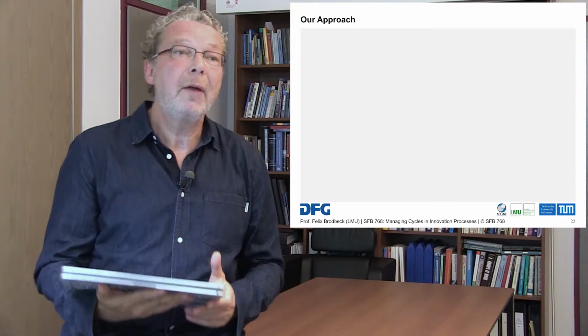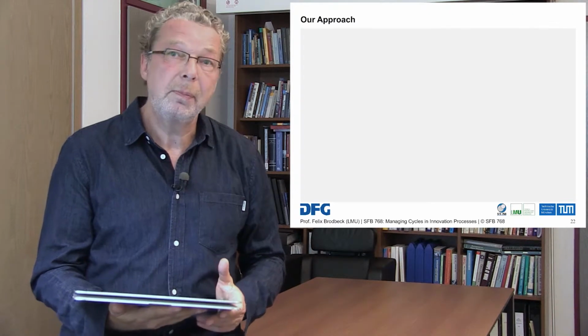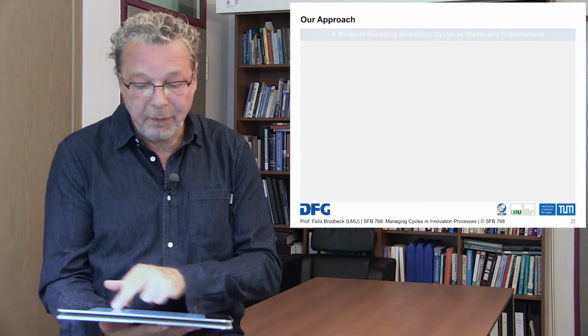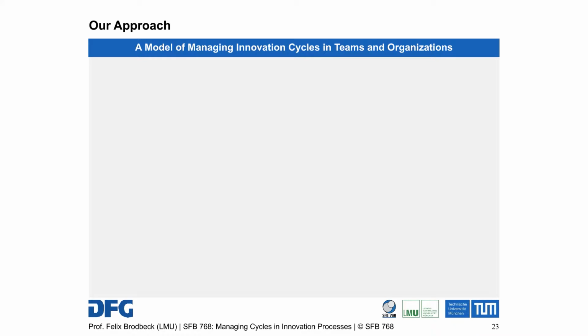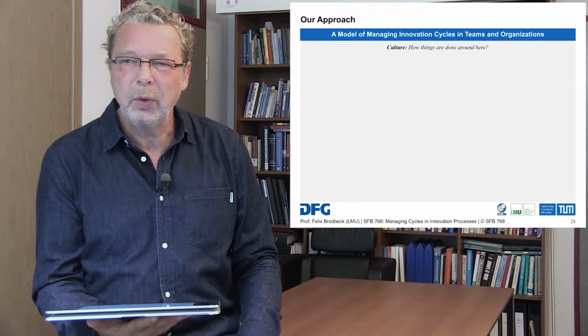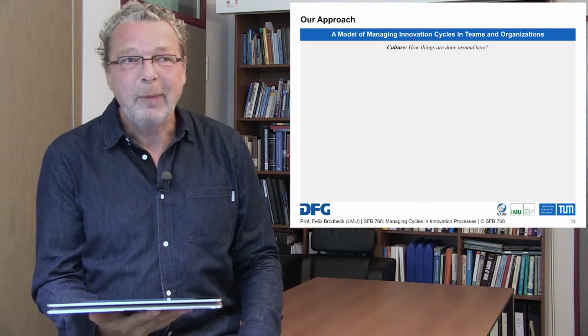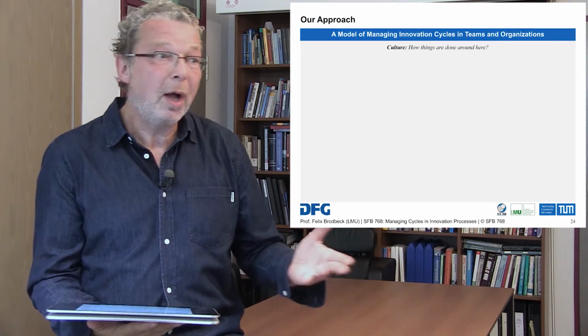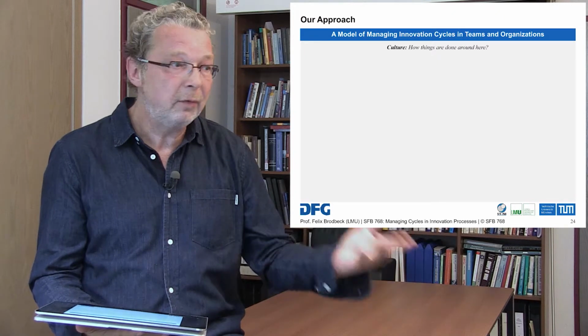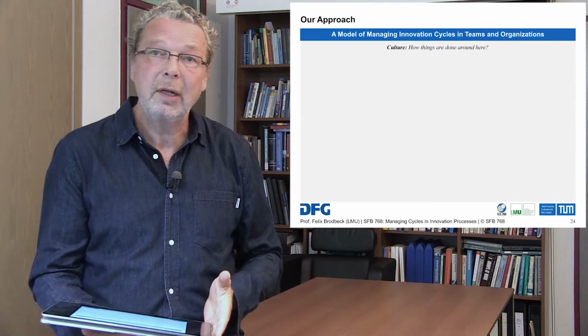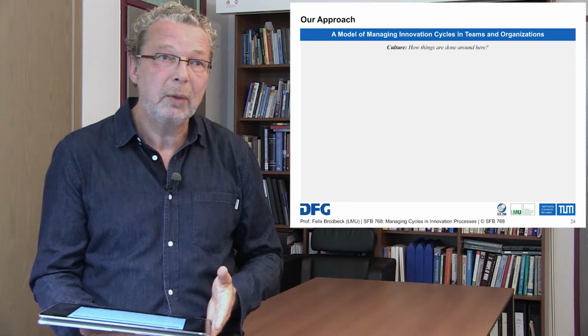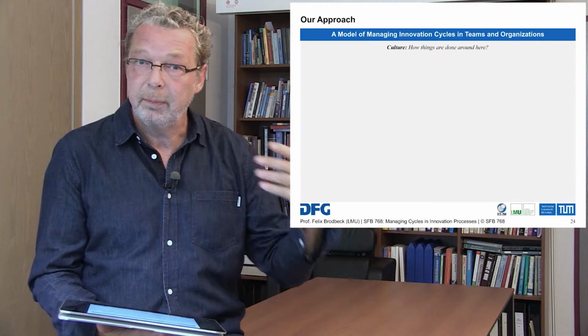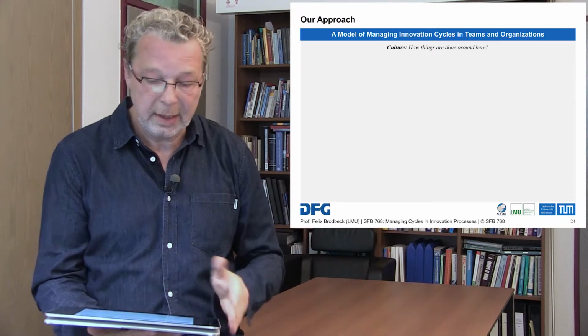Now, what have we done so far, and what is our approach for the future? What we've done so far is we have developed a model about the managing of innovation cycles in teams and organizations. And it comprises all the elements that I've just introduced by looking at how people do things around here. And when you ask people, how do you do things around here? And is that good? Is that not so good? Should it be changed? You're actually asking about their culture. And this is what we're measuring. We're measuring culture in teams, projects, multi-team systems, and whole organizations.